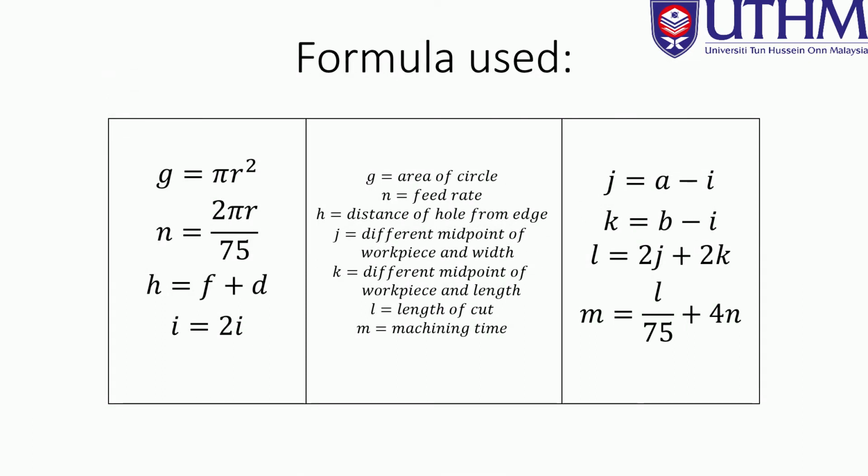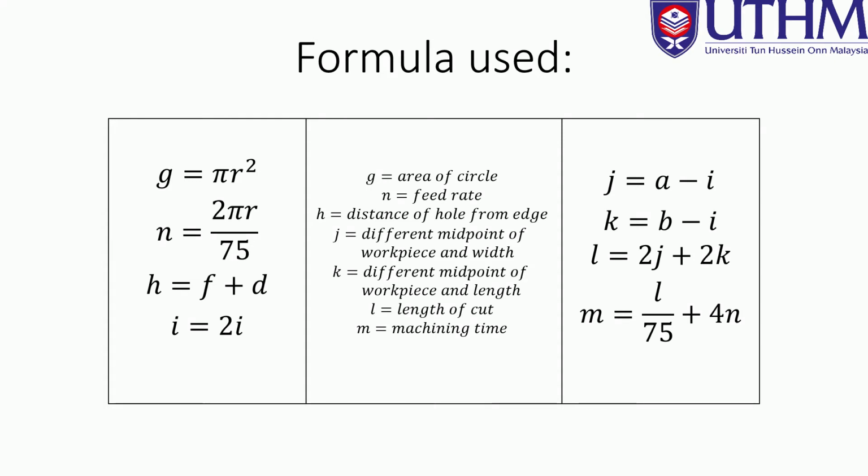The formulas used in this project are G equals pi r squared, N equals 2 pi r over 75, H equals F plus D, I equals 2I, J equals A minus I, K equals B minus I, L equals 2J plus 2K, M equals L over 75 plus 4N. The value of 75 is repeated using 25 and 15.